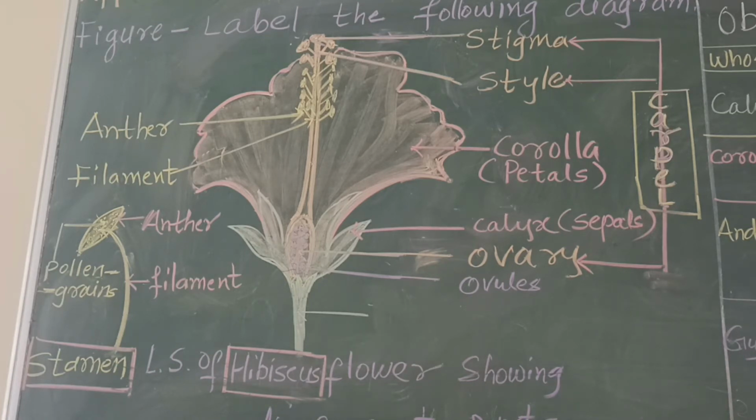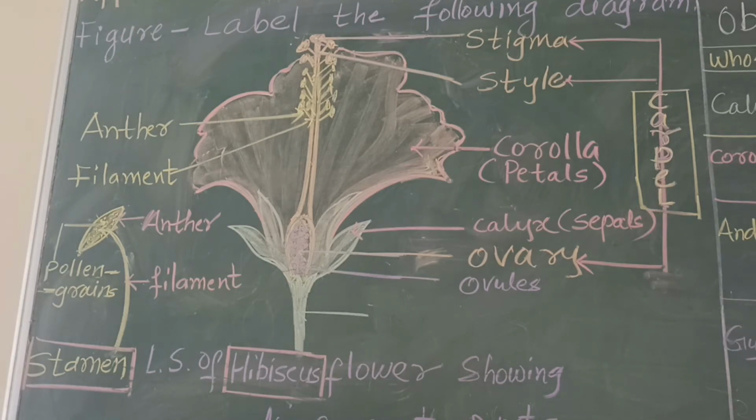Why are they known as unisexual? Because if only androecium is present in a single flower, it is a male flower, and if only gynoecium is present, it is a female flower. The example given is the papaya plant. In papaya, two types of flowers are seen, female flowers and male flowers.